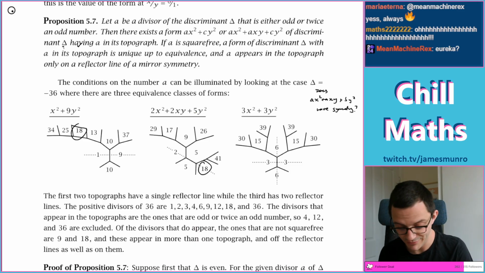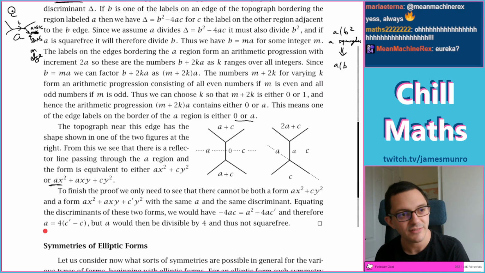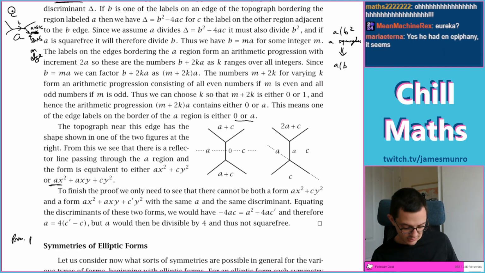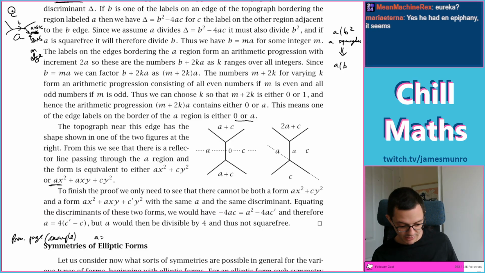So is it true? I've turned the page. I said I wouldn't, and I've turned the page. So I think so. The previous page had an example where I think we looked at A as 18, C prime is 9, C is 5. Oh no, C is 5. C is 5. C prime is. Oh, is it 9?